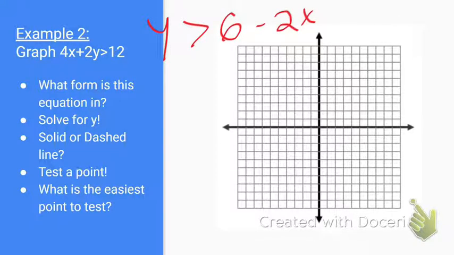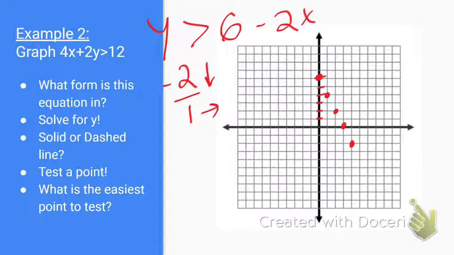So we're going to graph this. My slope is negative 2, so that means we're going to go down 2 and right 1. Am I going to have a solid or dashed line? Dashed. Yep. It's dashed.